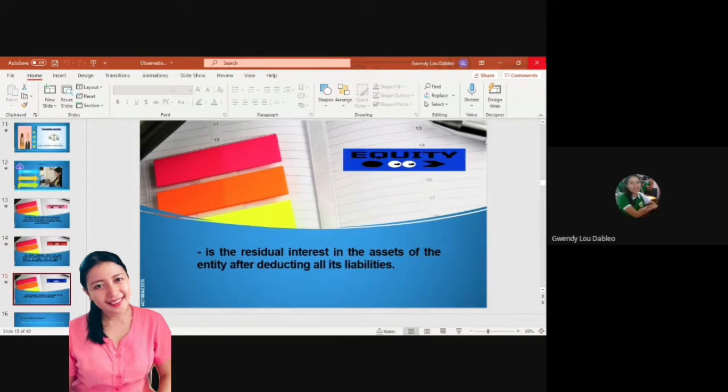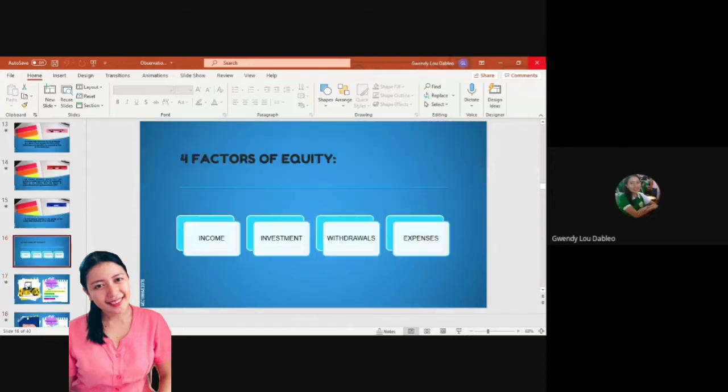What about the third element? We have equity. For equity, it is the residual interest in the assets of the entity after deducting all its liabilities. So meaning to say, it refers to the total capital the owners have invested in the business. So when we say owner's capital or equity, it comes from two main sources. First, from the investment of owners, then it could be coming from earnings of the company.